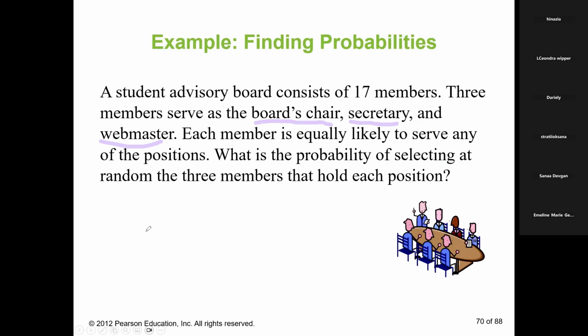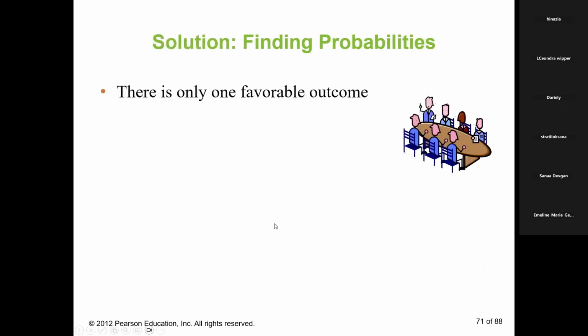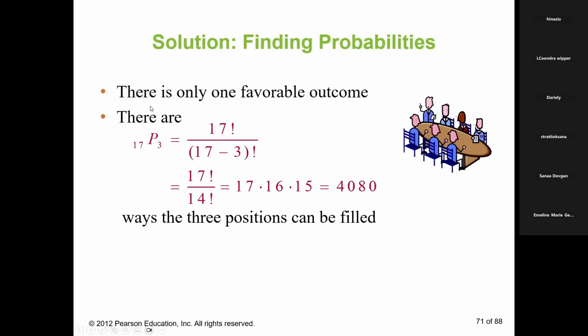Now, they ask you what is the probability of selecting at random the 3 members that hold each position. Here you go. First, there's only one favorable outcome. There are 17 members. You select 3 among 17. So that gives you 4,080 ways the 3 positions can be filled. Okay. Now, what is the probability? Let me just read it for you.